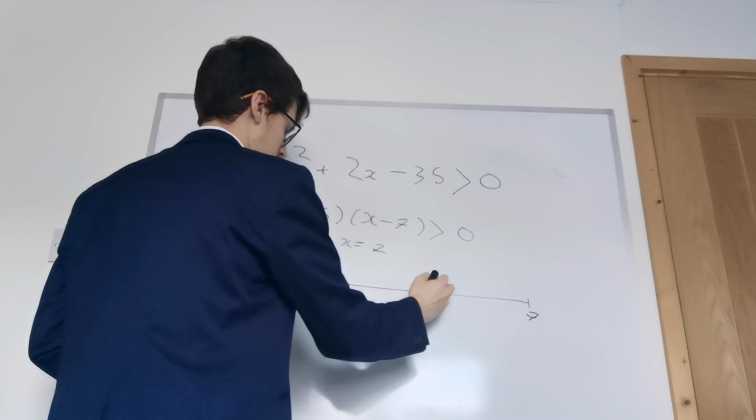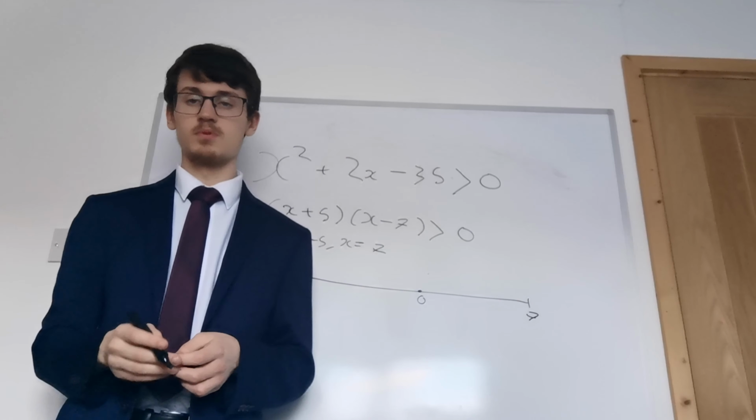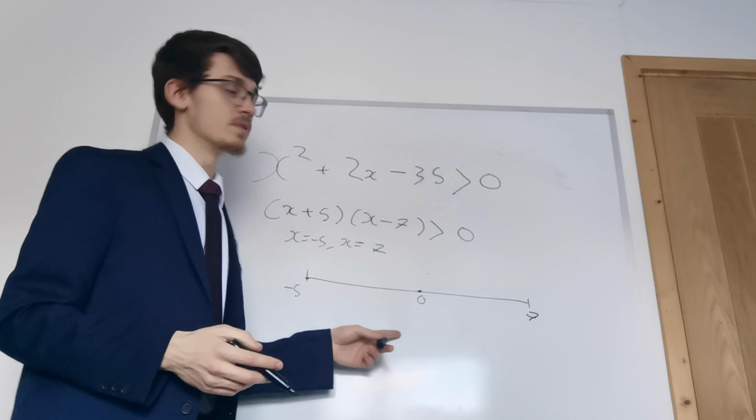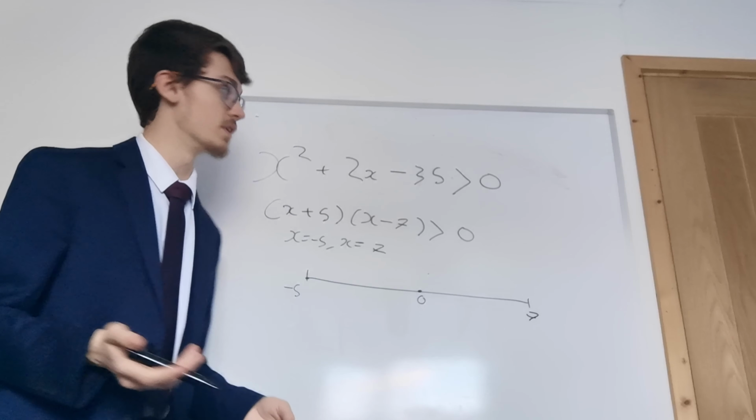So 0. In general, if one solution is a negative number and one solution is a positive number, the best number you can probably pick is 0. Because if you just put 0 into x squared plus 2x, you'll just be left with minus 35.